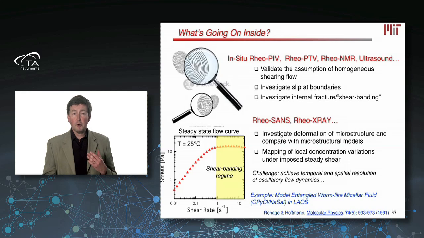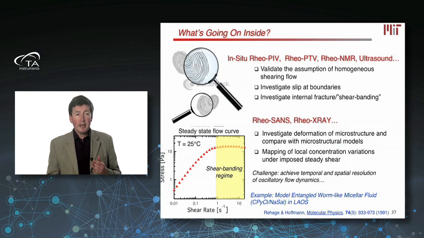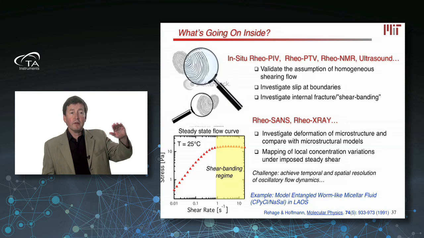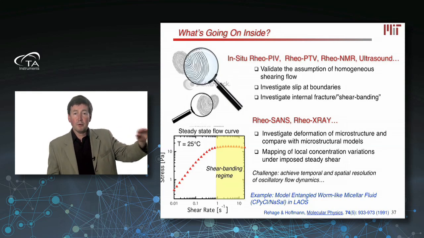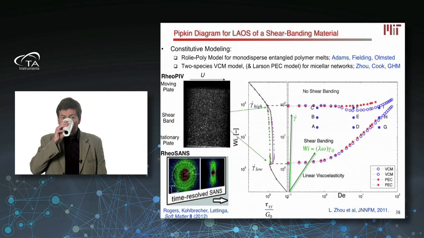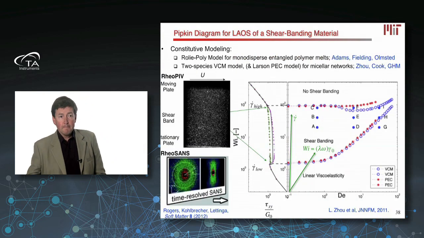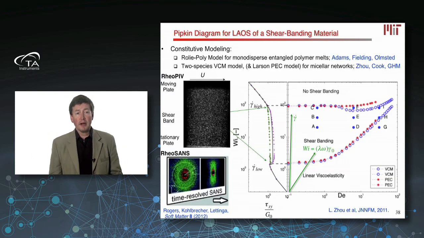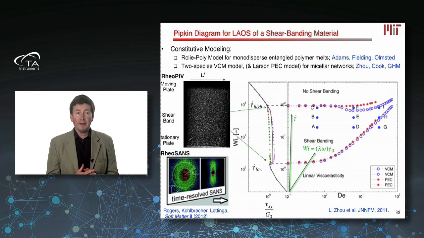I'm going to give you just a couple of examples of that, where I'm going to look inside the material, and I'm going to use that worm-like micellar fluid. We know that the characteristic of a worm-like micelle, as shown in the plot here, is that the stress approaches a plateau. So we're going to look inside. Here's a Pipkin diagram for a worm-like micellar fluid undergoing this process of shear banding.